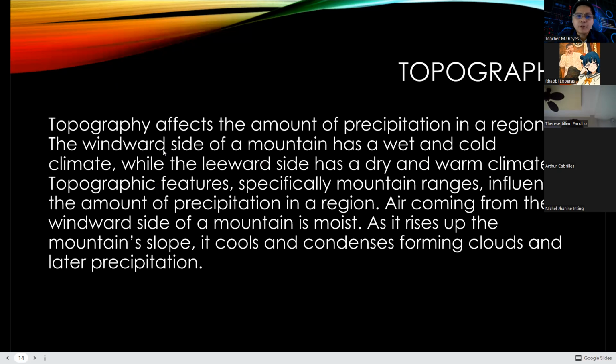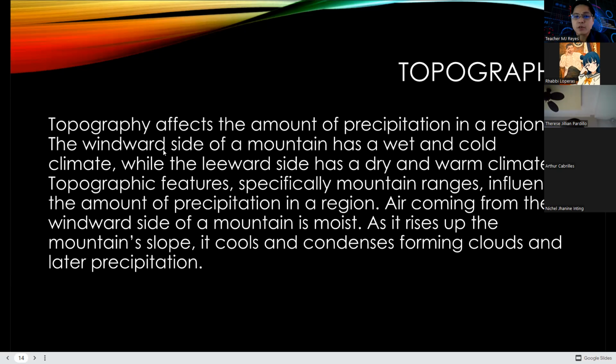Topography. Topography affects the amount of precipitation in a region. Precipitation means rainfall. The windward side of the mountain has a wet and cold climate, while the leeward side has a dry and warm climate. Topographic features, specifically mountain ranges, influence the amount of precipitation in the region.